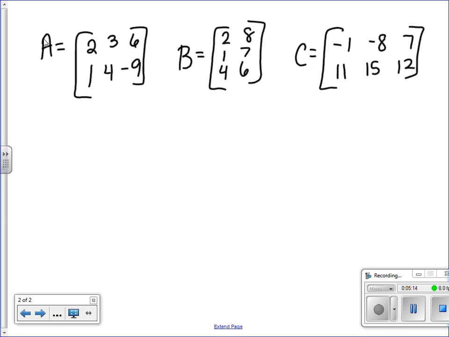Alright, so these are my three matrices, A, B, and C. Matrix A, what are the dimensions? 2 by 3. What are the dimensions on matrix B? 3 by 2. Can I add them together? No, because they are not exactly the same. They have to be exactly the same. This one's a 2 by 3, right? So I could add A and C. I could subtract A.